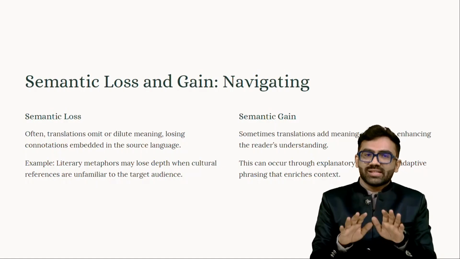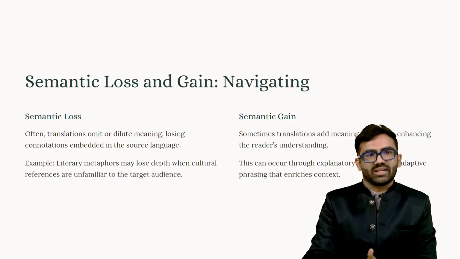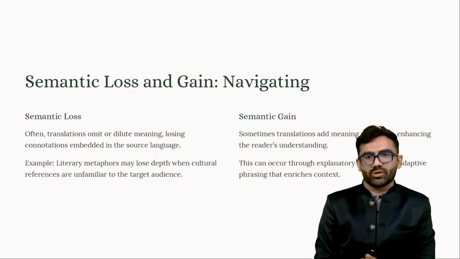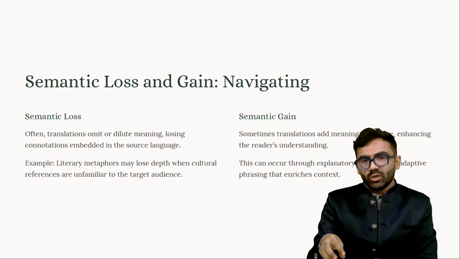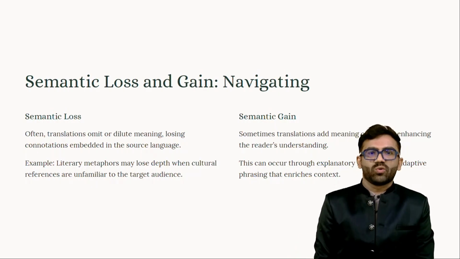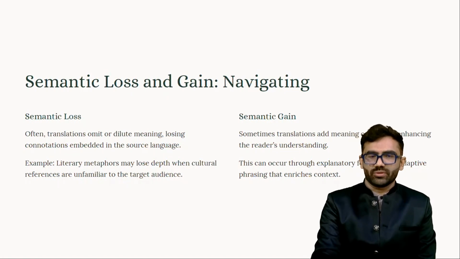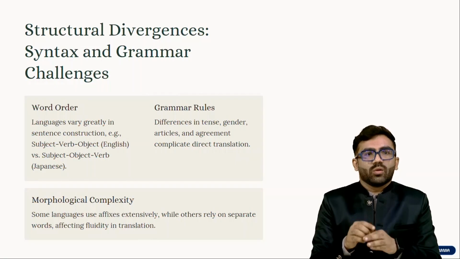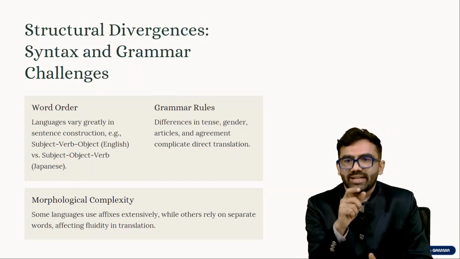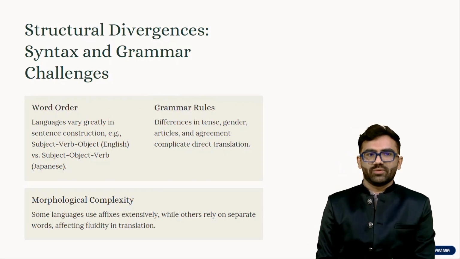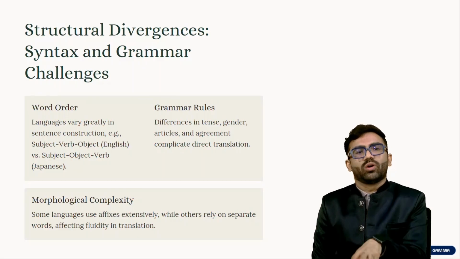We are now discussing the theoretical aspect. We will take a case study for all these problems that we are talking about. I would want you to write down the notes over here, and when we do the case study, we will discuss it with examples of Hindi and English in the next lecture. When we talk about structural divergences, syntax and grammar challenges, for example, in the English language, it is subject, verb and object.